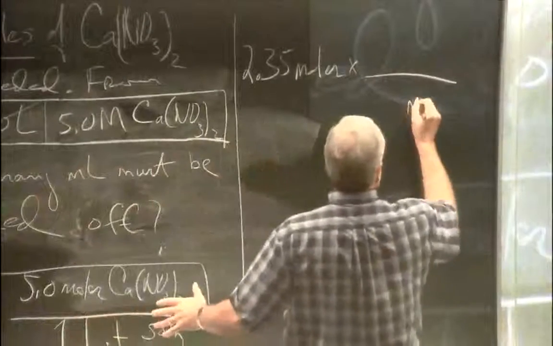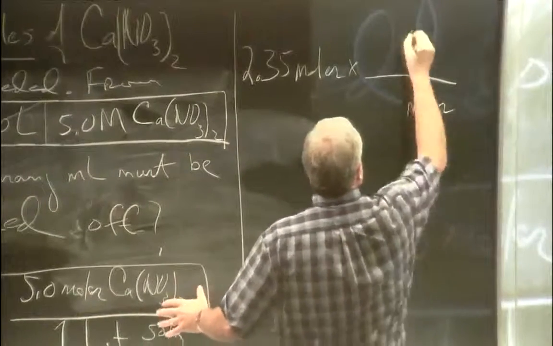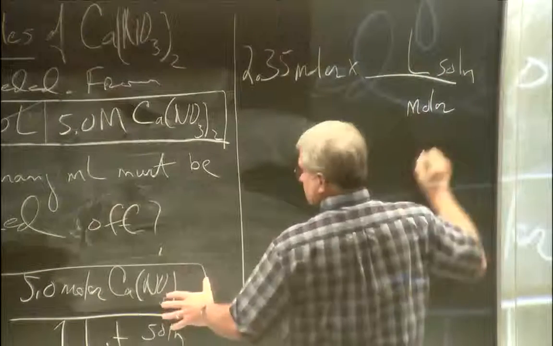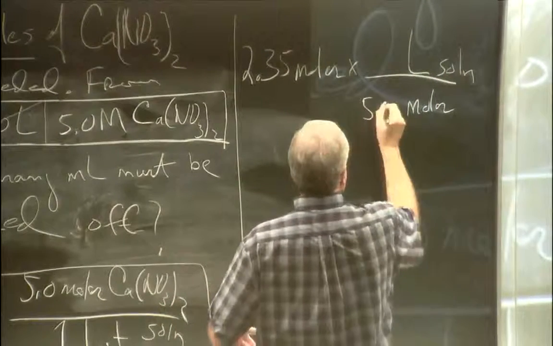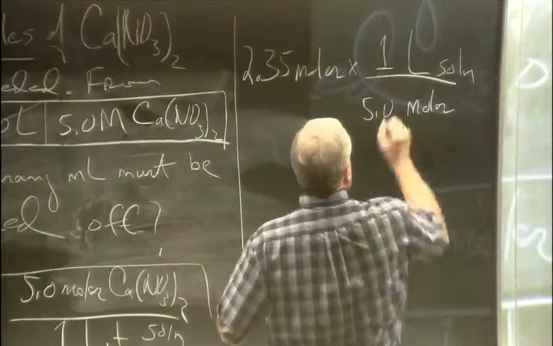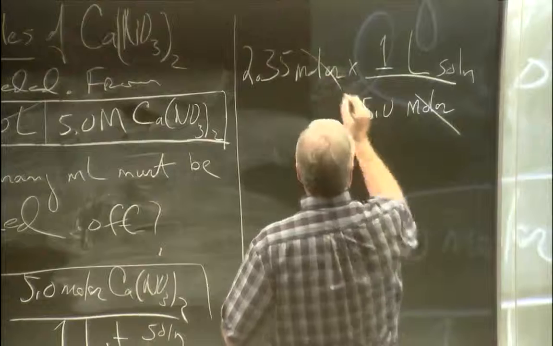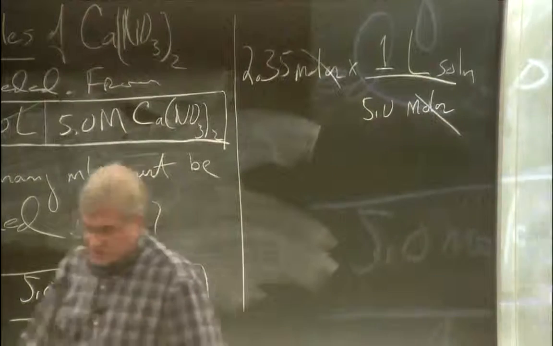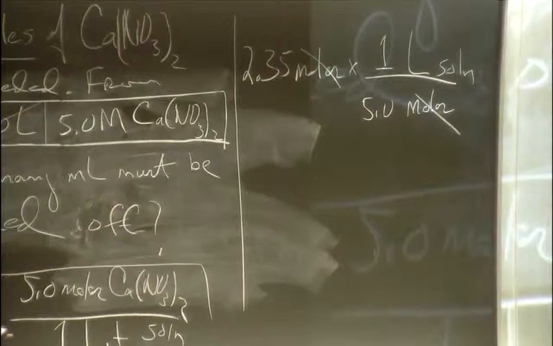We'll put moles underneath and liters of solution on top. So it's going to be 5.0 moles of calcium nitrate per 1 liter of solution. Moles are going to cancel out. And then all we do now is just divide one into the other.